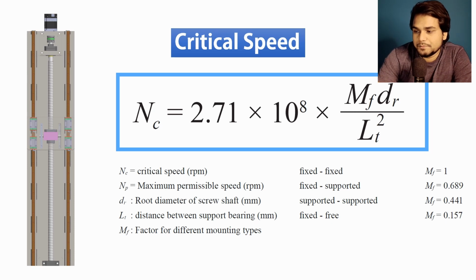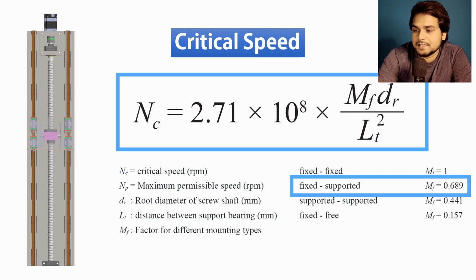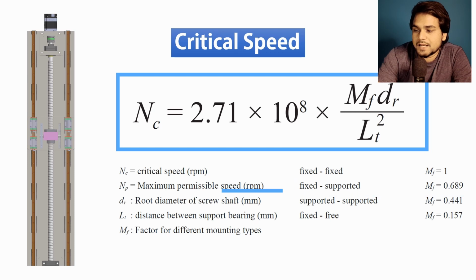Critical speed equal to 2.71 multiplied by 10 to the power 8, multiplied by Mf, the bearing factor. And here we can consider bearing factor 0.689 for the fixed-float bearing arrangement, and multiply with dr, the root diameter of the ball screw, and divided by Lt, the distance between bearing blocks, and we have all the values.